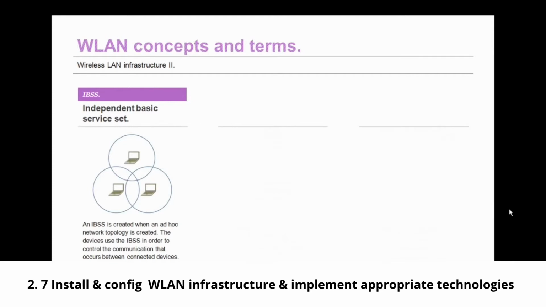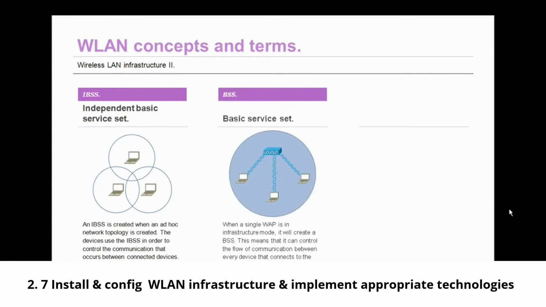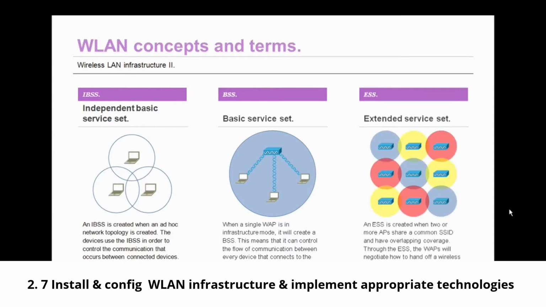First up is the IBSS, or Independent Basic Service Set. An IBSS is created when an ad hoc network topology is created. The devices use the IBSS in order to control the communication that occurs between the connected devices. Then there's the BSS, or Basic Service Set. When a single wireless access point is in infrastructure mode, it will create a BSS. This means that it can control the flow of communication between every device that connects to the SSIDs under its control. Then there's the ESS, or Extended Service Set.